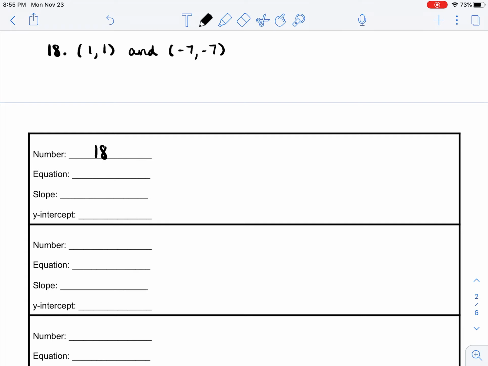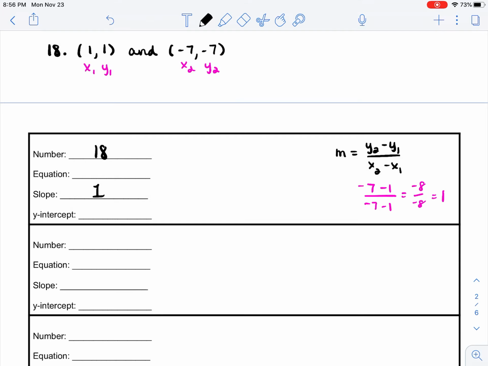So first let's calculate slope. M is going to be y sub 2 minus y sub 1 over x sub 2 minus x sub 1. So if I were to label my coordinates x1, y1, x2, y2, that's going to look like this. We've got -7 minus 1 over -7 minus 1. That equals -8 over -8, or 1. So I now know that I have a slope of 1, so I'm going to put that in my slope location.